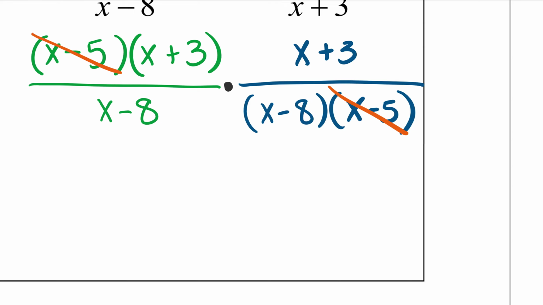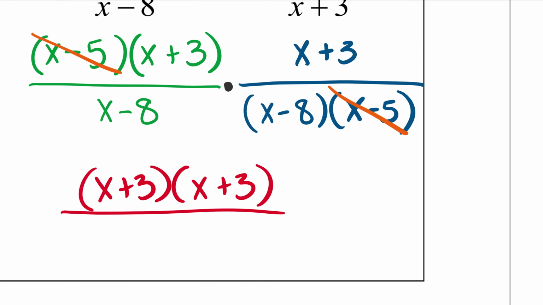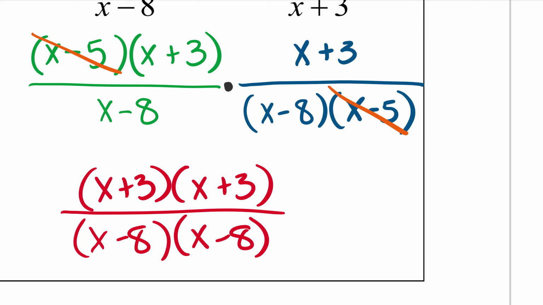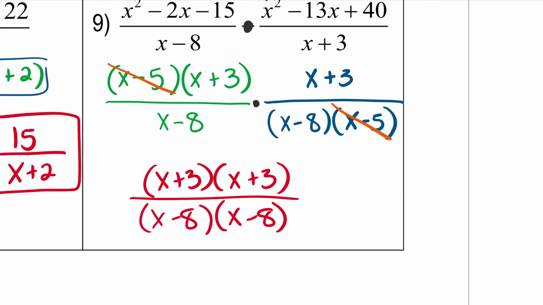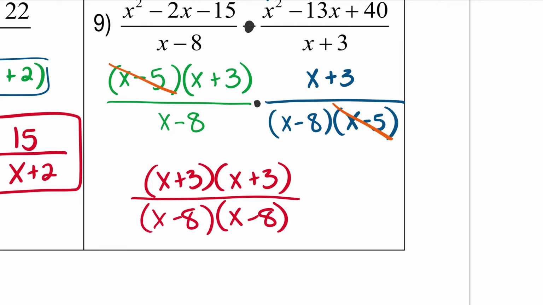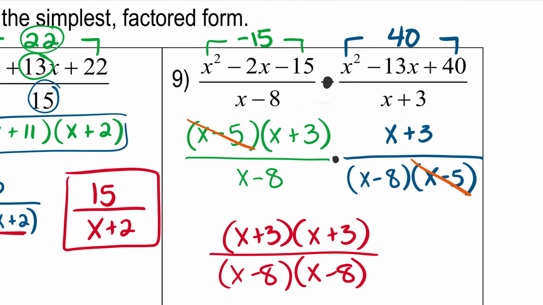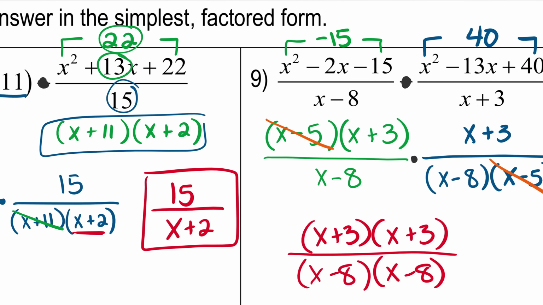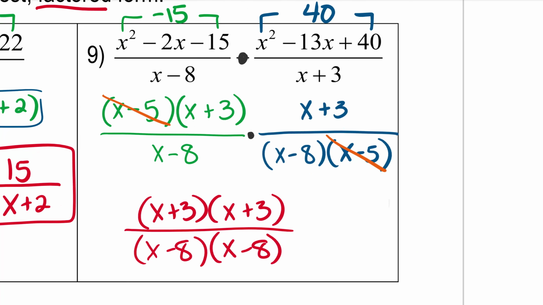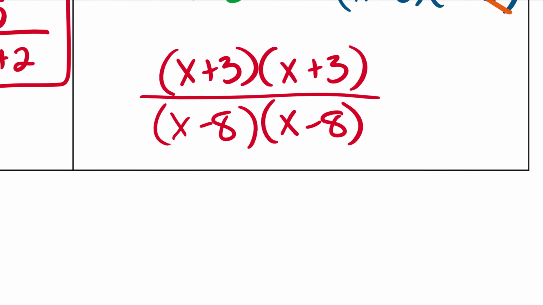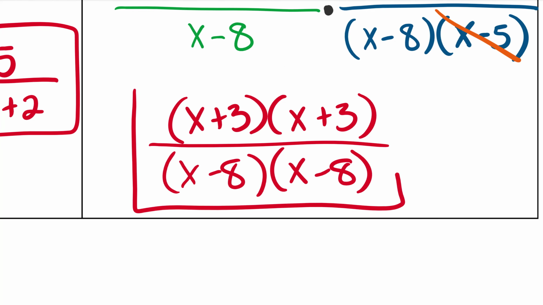So look, what's left? I have on top x plus 3. And then I have x plus 3. And on bottom, I have x minus 8. And x minus 8. Now, you might be wondering, why don't you FOIL those back into a polynomial? Why don't you just write x plus 3 squared? Because if you read the directions, they say simplest factored form. If I write x plus 3 squared, that is not factored. So, I'm going to leave it just like that. That would be my final answer.